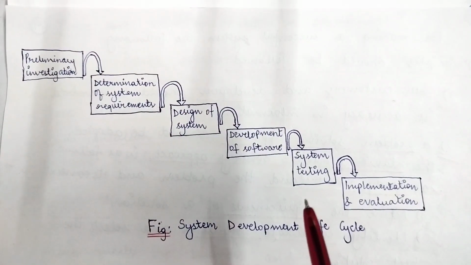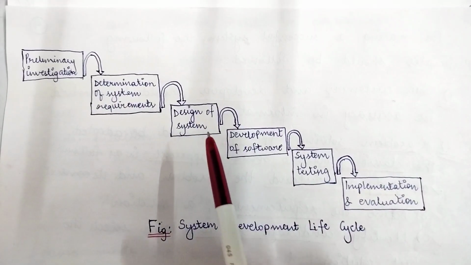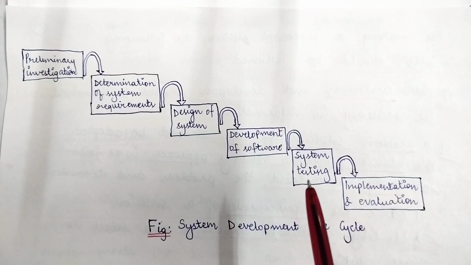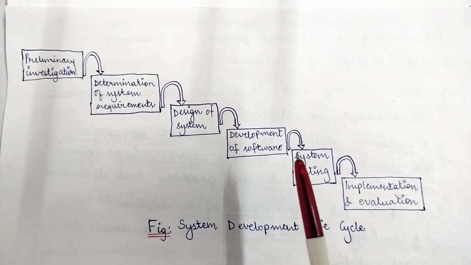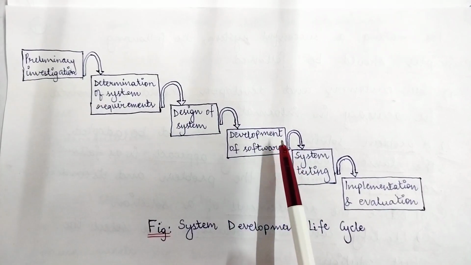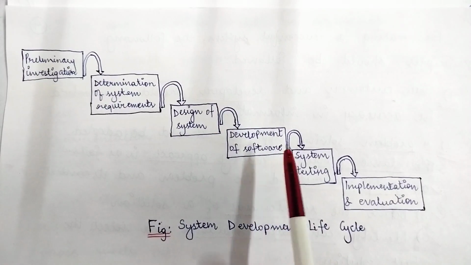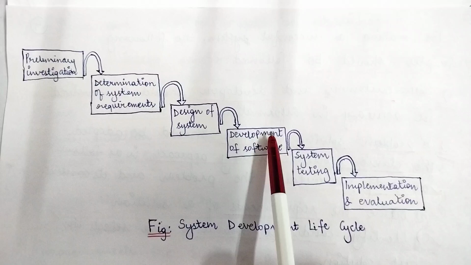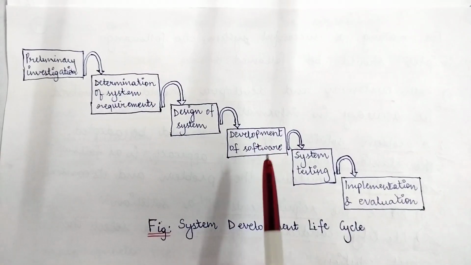Once a blueprint of the system is ready, that means the design of the system is ready, then you can start implementing the system. And in terms of an information system, how do you implement the system? By developing software for that system. So after system design, which phase comes? Development of software.